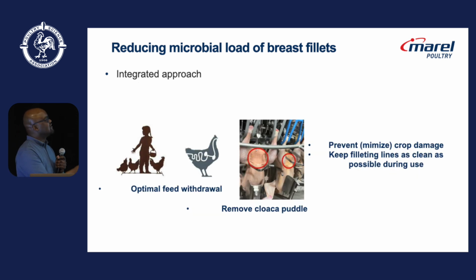Then I'll come back to that reduction of the contamination of the breast fillets. We now propose an integrated approach. You need to start with your feed withdrawal to reduce the microbial load or content within the crop. You can then also remove the cloaca puddle to reduce the risk and level of contamination coming from that source. But also, we are working on ways, for example, of trying to minimize damage of the crop during the process, which will limit, let's say, contamination of that area.